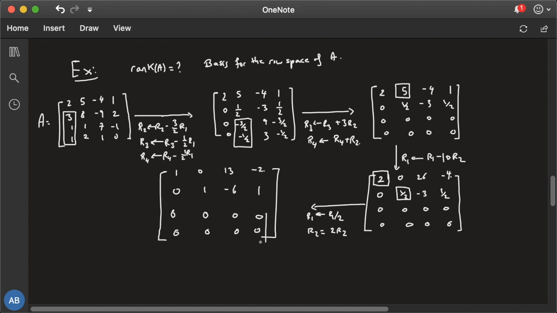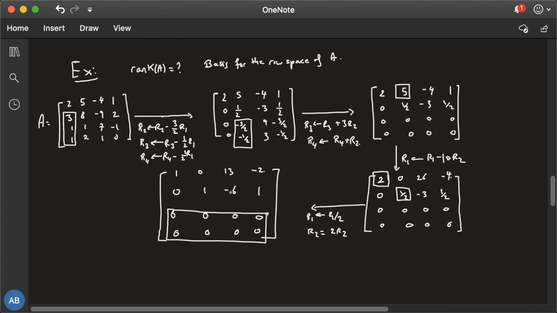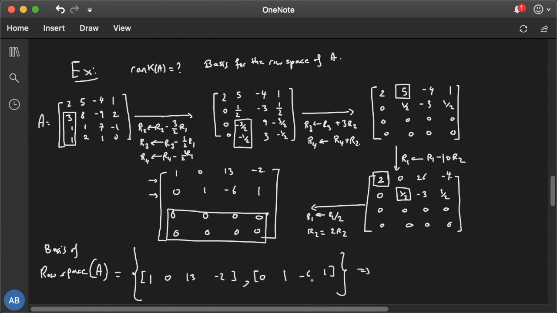Clearly, because we have 2 rows that are all zeros, they cannot be part of the basis. We saw this in the previous lecture. A basis cannot have a 0 vector, right? So we pick the non-zero vectors so that they form a basis for the row space of A. So a basis for the row space of A consists of the 2 rows of the last matrix we obtained, that is 1, 0, 13, minus 2, and 0, 1, minus 6, and 1. Okay, what is the rank? Well, we have 2 elements, hence the rank of A is 2.